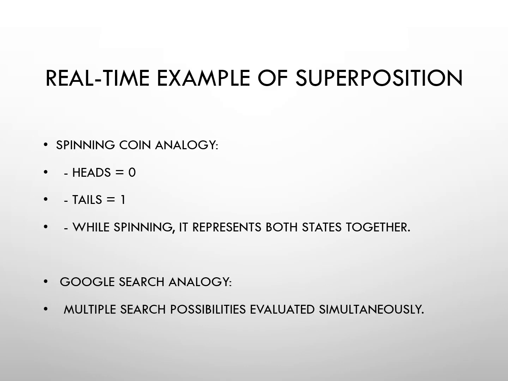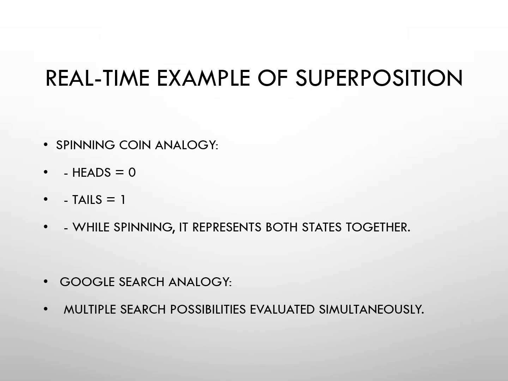So let us take some real-time examples of superposition which we see in our daily life. The best example which we usually discuss for superposition is the coin analogy. Let us assume that we have one coin. The coin, as we know, consists of two states: one is heads, the other is tails. Just imagine heads is considered to be 0 and tails is considered to be 1.